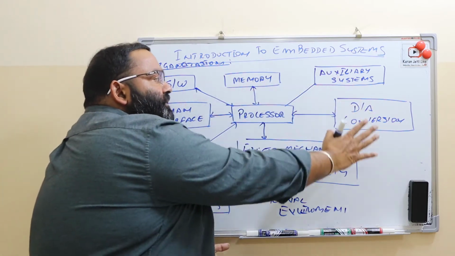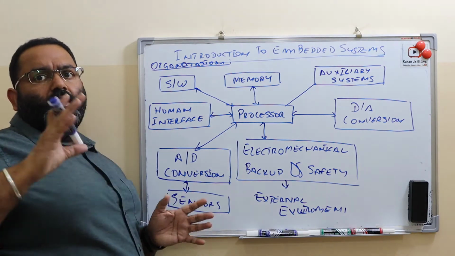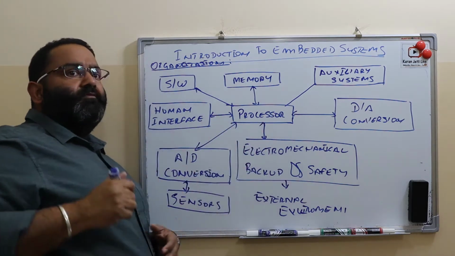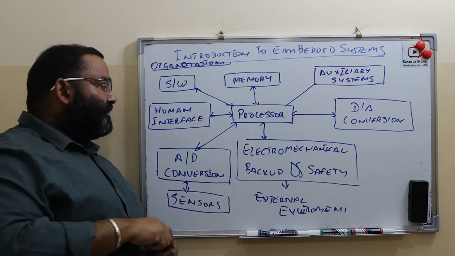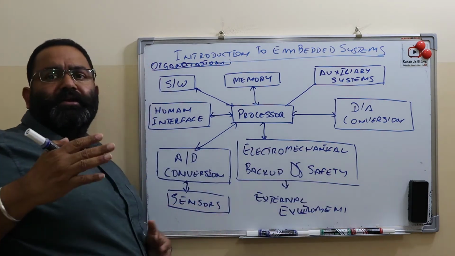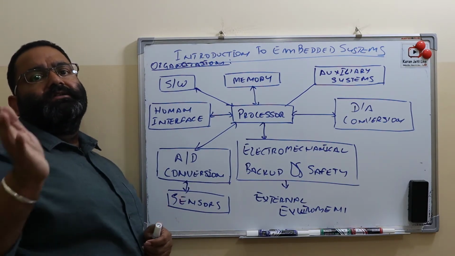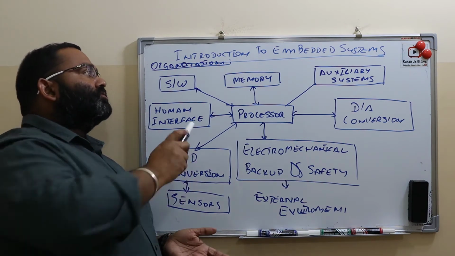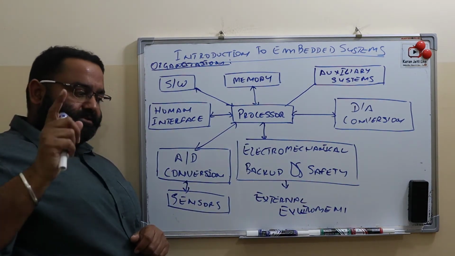So guys, this is a basic organization, no matter which embedded system it is. The organization will be more or less the same. We have a processor, we have software, we have a small memory, we have a human interface, then we have some sensors, and it operates in some external environment, and then we have mechanisms to convert an analog signal to digital and a digital signal to analog. So this is the basic organization of an embedded system.